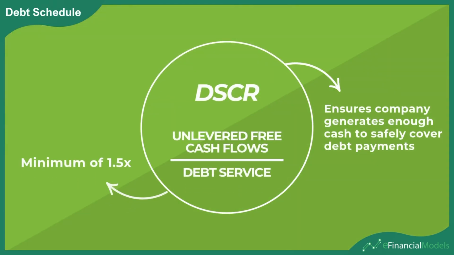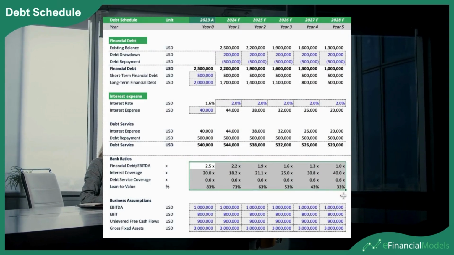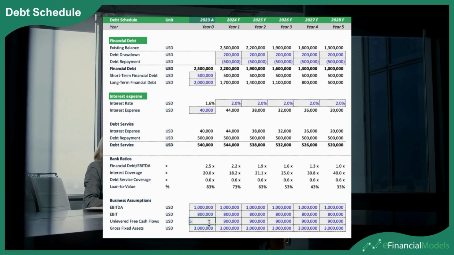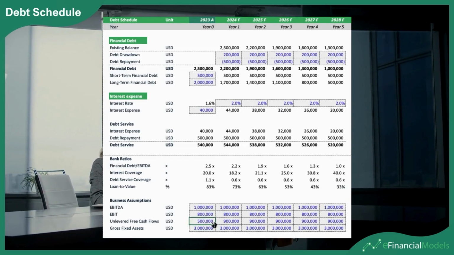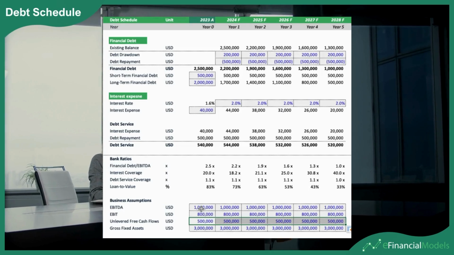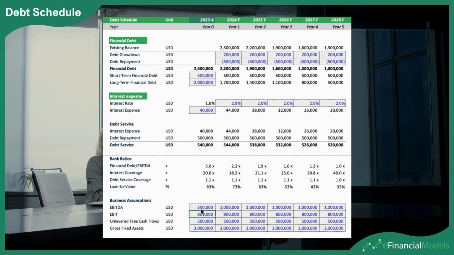To assess a company's ability to pay its current obligations with operating income, the debt service coverage ratio is measured. It is calculated by dividing unlevered free cash flows by debt service, with a minimum of 1.5 times considered generally acceptable. It ensures the company generates enough cash to safely cover debt payments. As you can see here, this ratio is automatically calculated along with 3 other bank ratios, and any changes in the input assumptions will also affect the corresponding ratios.